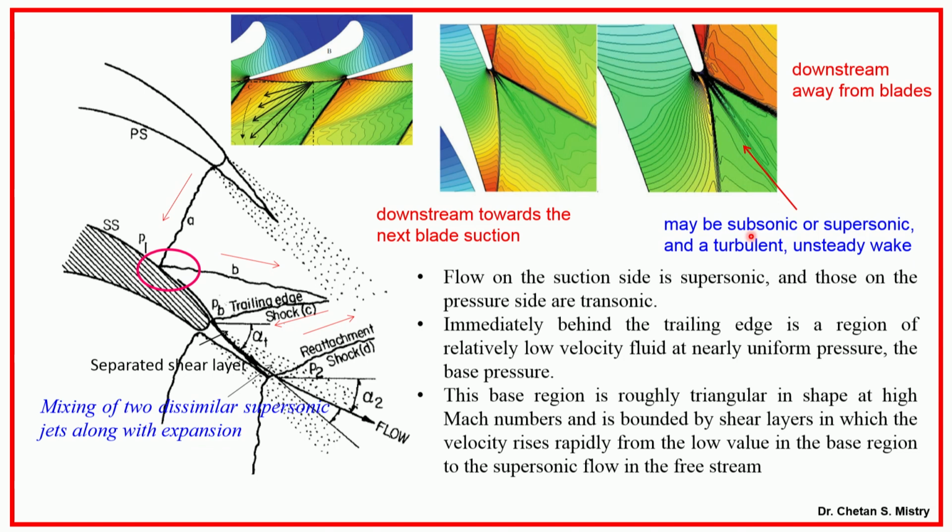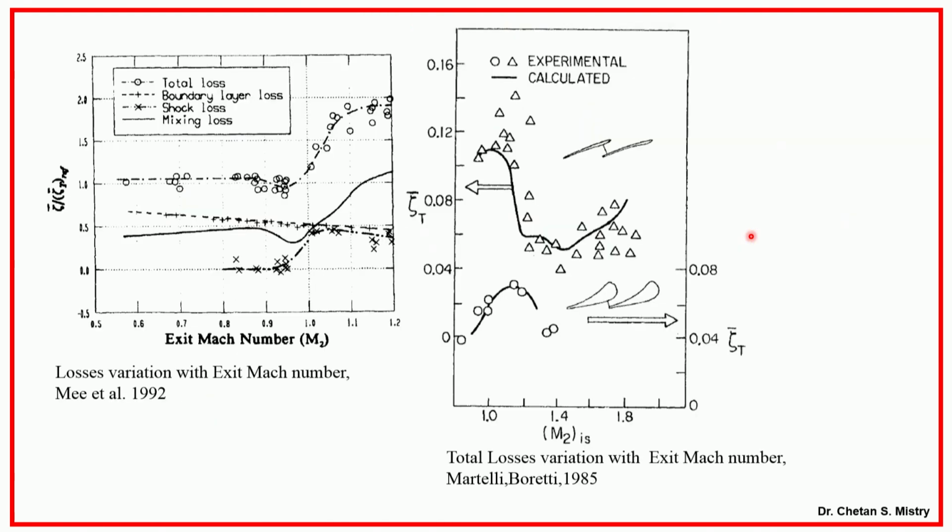We will see the video that is representing this. This makes my flow physics very complex in comparison to when we are talking about, say, a compressor. So, what it says is that if my exit Mach number is larger, then my total losses will be increasing.